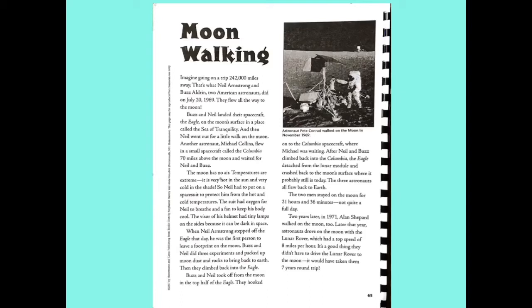So Neil had to put on a spacesuit to protect him from the hot and cold temperatures. The suit had oxygen for Neil to breathe and a fan to keep his body cool. The visor of his helmet had tiny lamps on the sides because it can be dark in space.